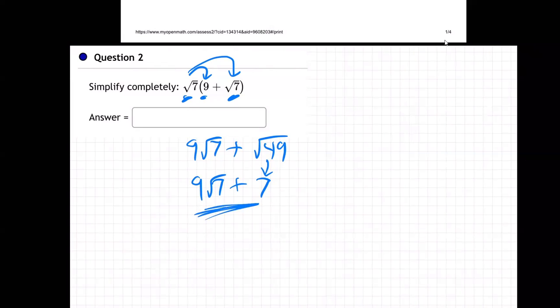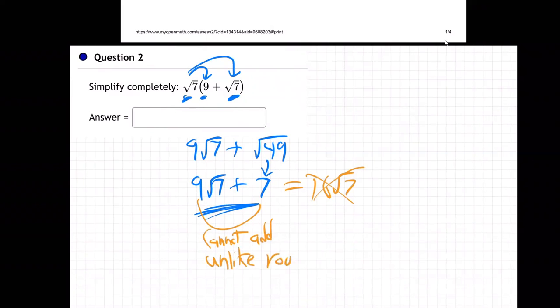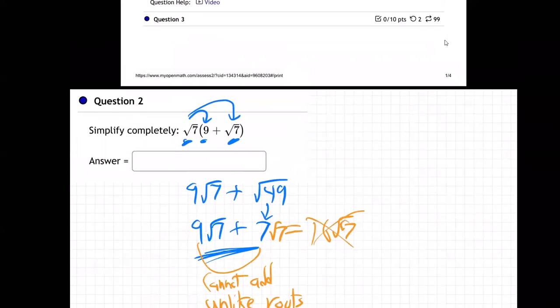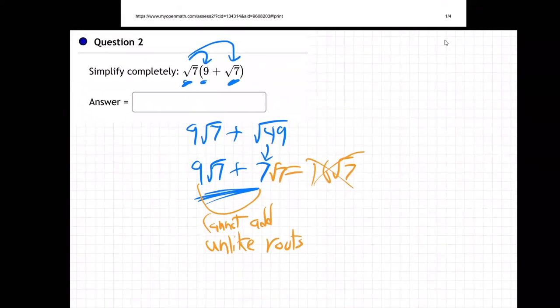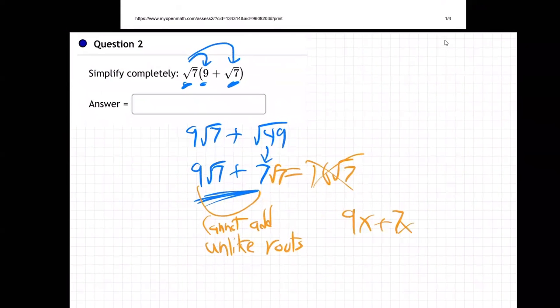Now, some people think we can go further, add the 9 and the 7 to make 16, but they are completely wrong. You cannot add unlike roots. When it comes to adding and subtracting, if this 7 also had a root 7, if it was 9 root 7 and 7 root 7, then we could totally add them. It's like adding 9x and 7. You can't add those because they're unlike terms. But if he has an x, then we can add them and say, okay, now it's just 16x.